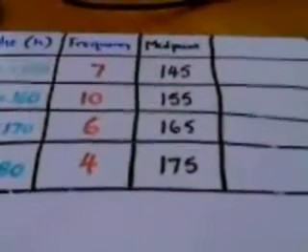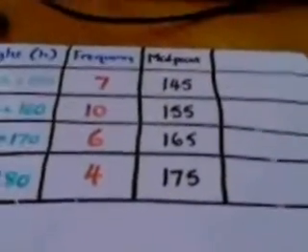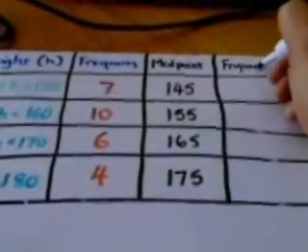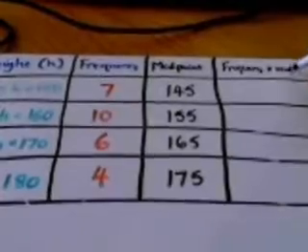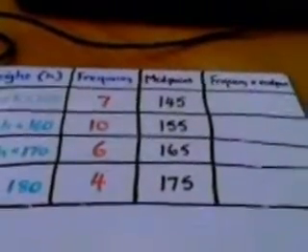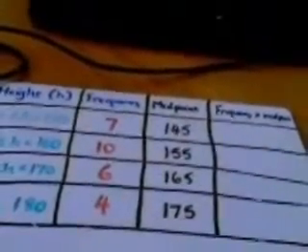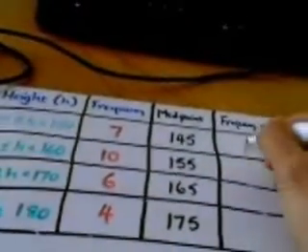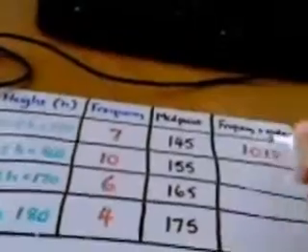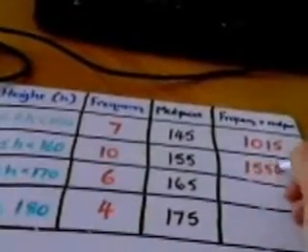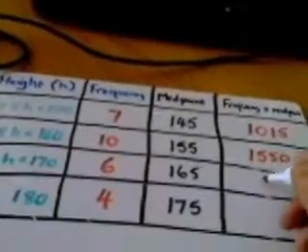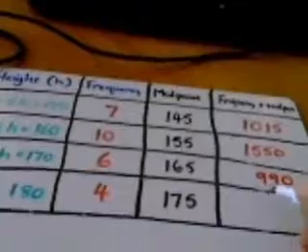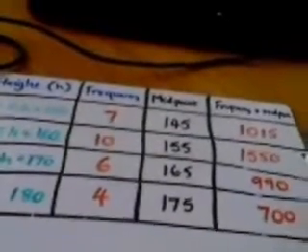Now it follows a very similar pattern to what we did with the normal frequency table, where we're going to use the last column to work out the frequency times the midpoint. So we're going to work out 7 times 145, and that comes to 1015. 10 lots of 155 is 1550. 6 lots of 165 is 990, and 4 lots of 175 will be 700.